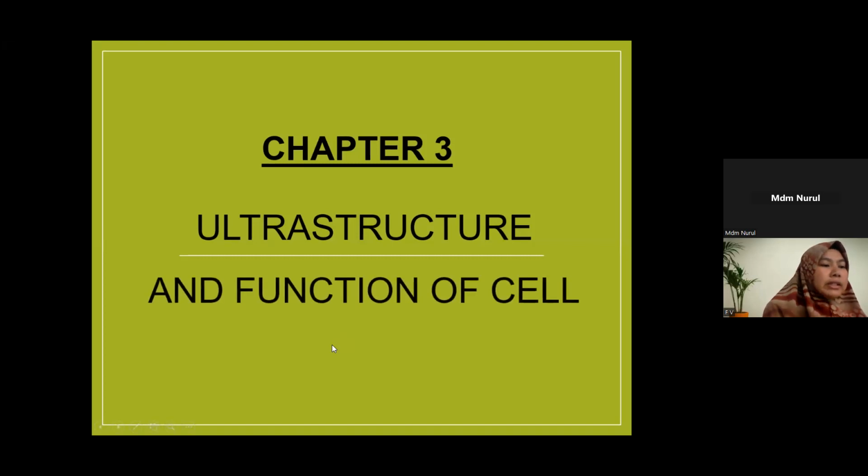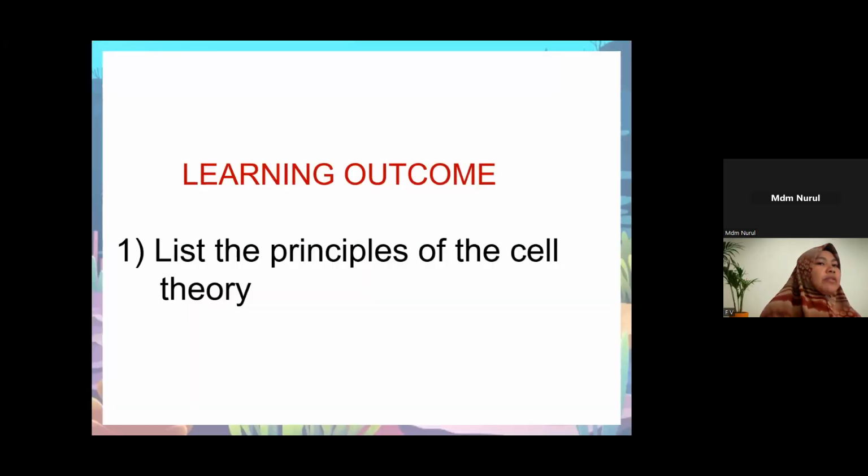Okay, so ultrastructure and function of cell. Okay, so the first learning outcome of this chapter is to list. The first subtopic that you can see there is principle of the cell theory, right? Where you have to list.